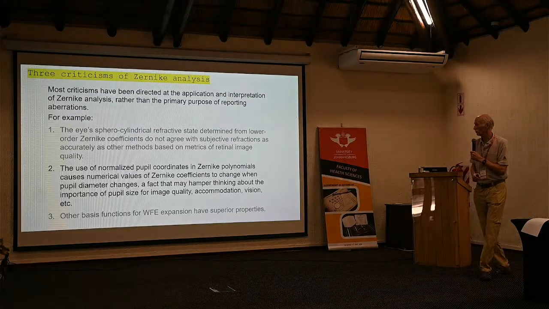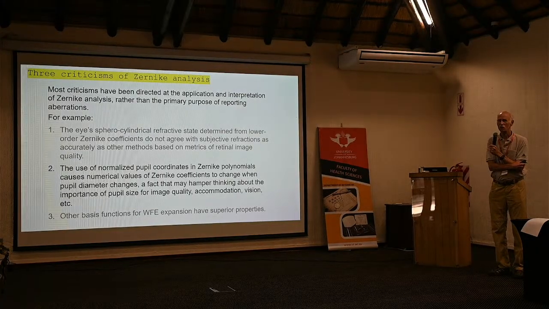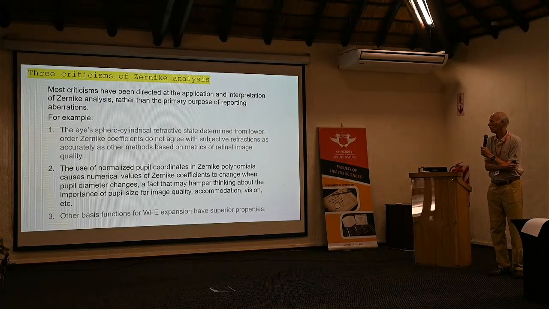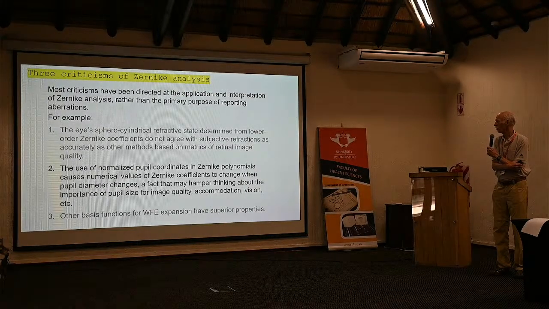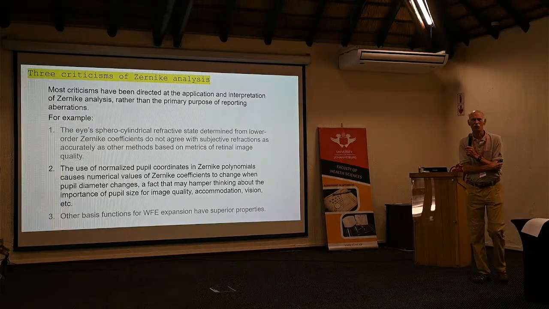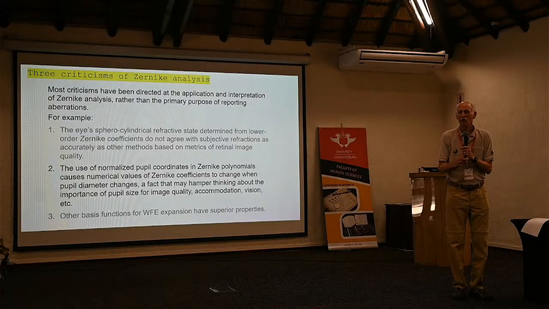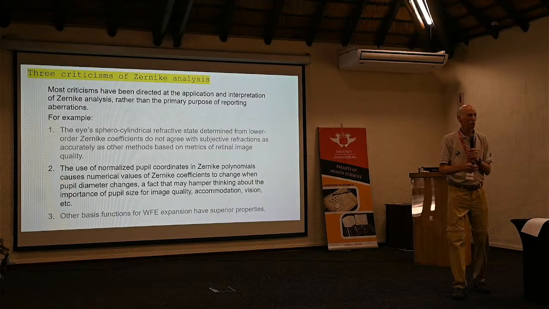So the second criticism we got is that using normalized pupil coordinates in Zernike polynomials causes the numerical values of Zernike coefficients to change when pupil diameter changes. And that makes people kind of nervous. Every time you give us a Zernike coefficient, so yeah, your spherical aberration is 0.2 microns, I have to tell you the pupil size for which that was measured, because the coefficients vary with pupil size, and that makes people kind of nervous.